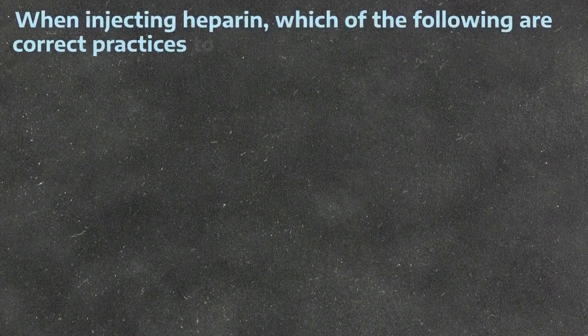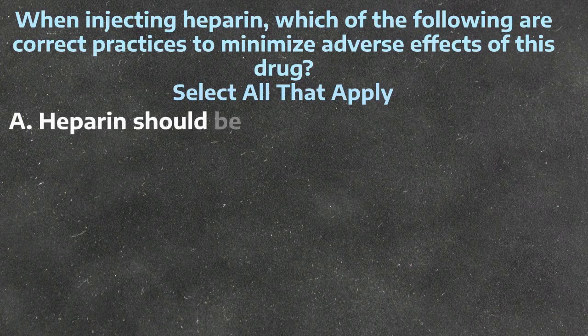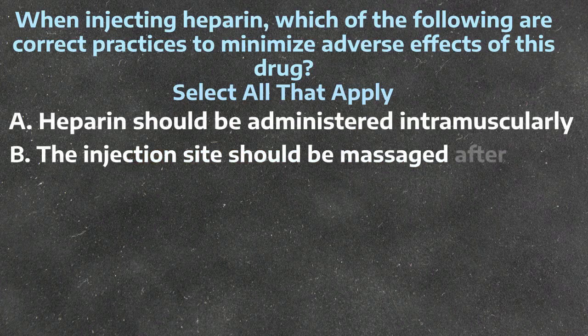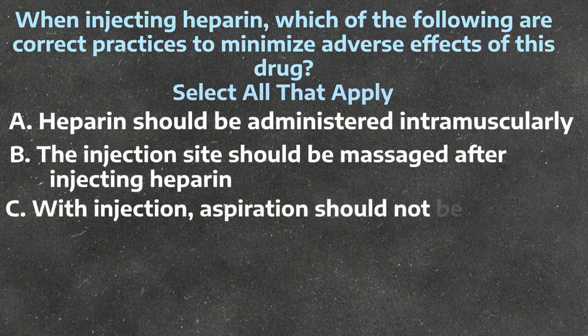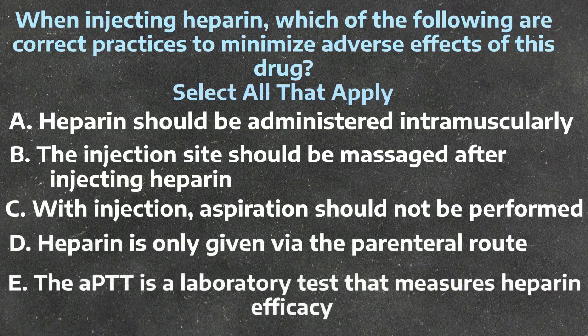When injecting heparin, which of the following are correct practices to minimize adverse effects of this drug? Select all that apply. Heparin should be administered intramuscularly. The injection site should be massaged after injecting heparin. With injection, aspiration should not be performed. Heparin is only given via the parenteral route. The APTT, activated partial thromboplastin time, is a laboratory test that measures heparin efficacy.